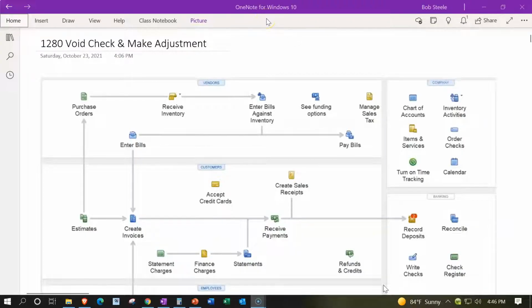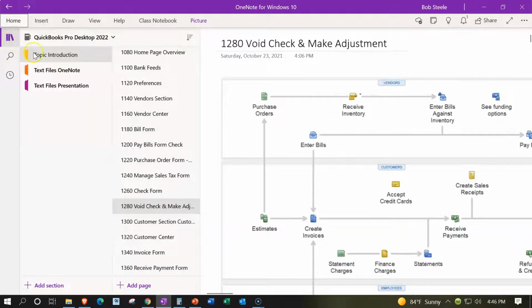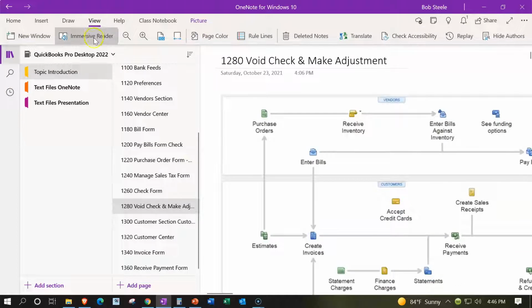If you have access to OneNote and would like to follow along, you're not required to, but if you would like to, we're in the icon on the left-hand side, Topic Introduction tab, down in the 1280 Void Check and Make Adjustment tab. Also note, when using OneNote, take a look at the Immersive Reader tool. Topic Introductions are also in the text area, same name, same number, but with transcripts that can be translated into multiple different languages and either listened to or read in them.